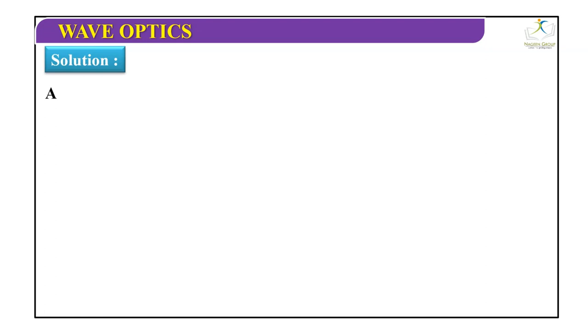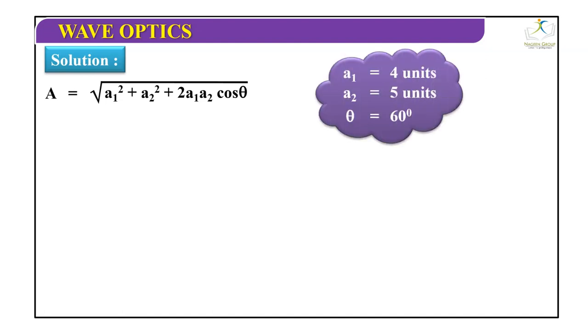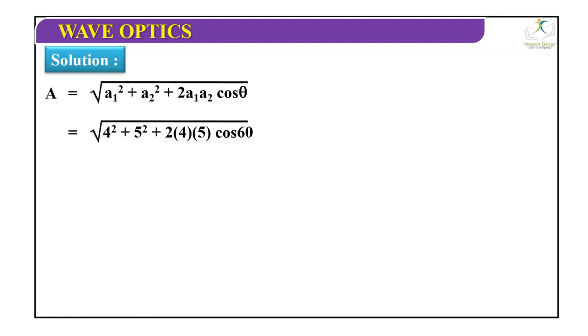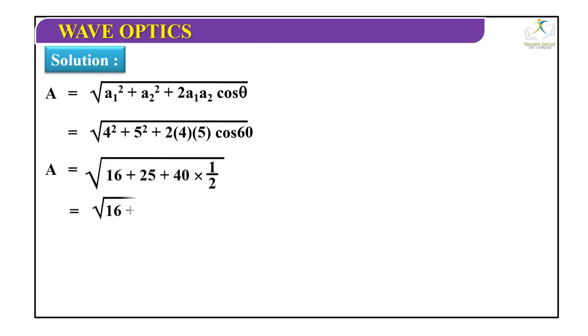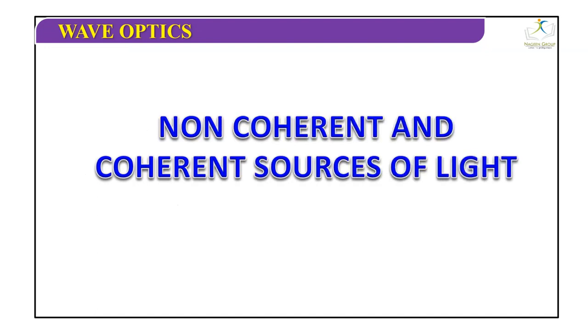Students, the purpose of the solution is that if a student is making a mistake at any particular step, they can correct it. The formula which we know: A equals under root A1 square plus A2 square plus 2A1A2 cos theta, where A1 is 4 units, A2 is 5 units, and theta is 60 degrees. So we just put in these values and get the result, which is under root 61.